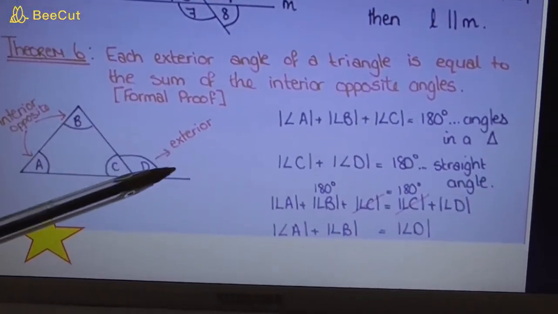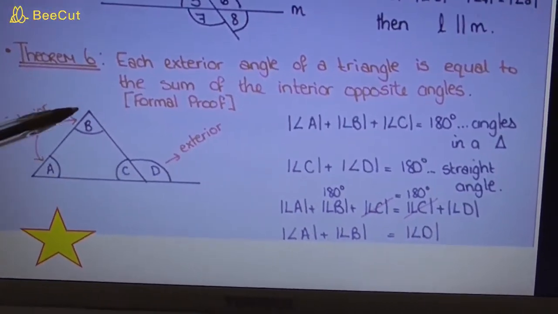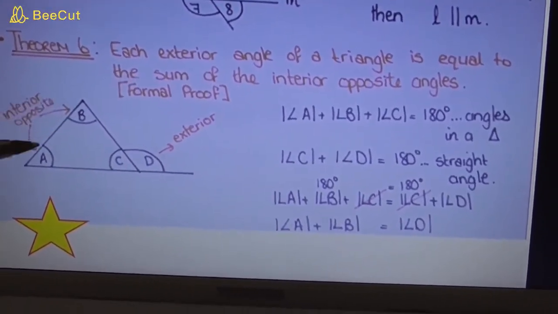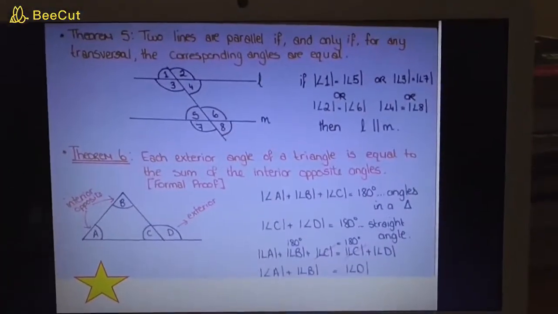Okay, so the exterior angle of the triangle is equal to the sum of the two interior opposite angles. So that's theorem 6.